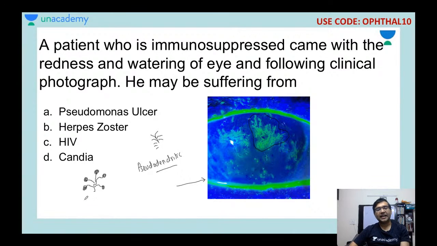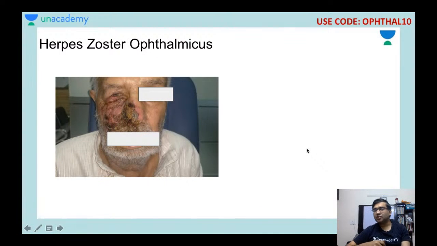Usually a dendritic ulcer is a single. Okay, dendritic ulcer is seen in the herpes simplex keratitis, and pseudodendritic ulcer is seen in the herpes zoster infection. Okay, so you can have a picture like this also, where the patient would come in your OPD. You would see a lot of skin patches and a pseudodendritic ulcer like this. So the patient may be having a herpes zoster infection.